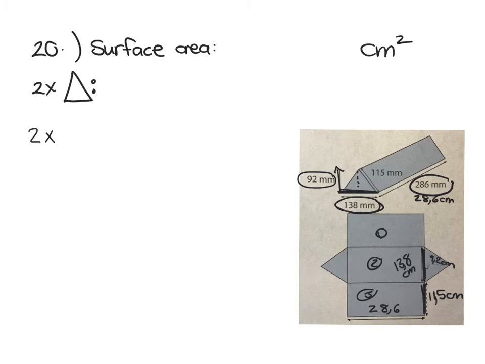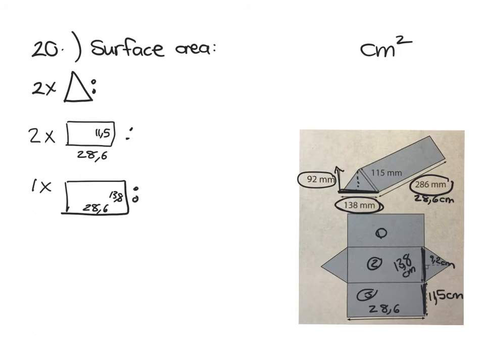I've got 2 of these. They are 28.6 by 11.5. And then I've got 1 of these, because this one is 13.8 by 28.6. And once I've got these areas, I can add them together.